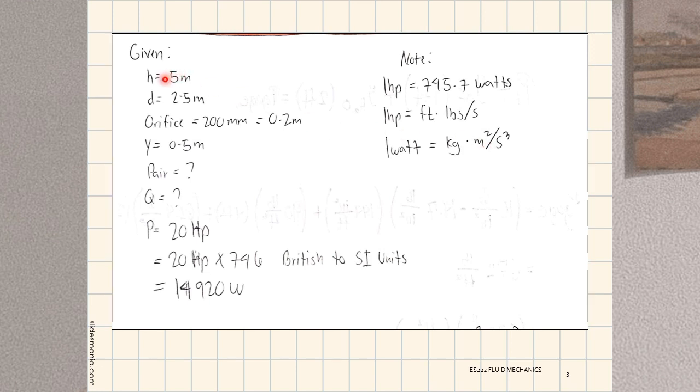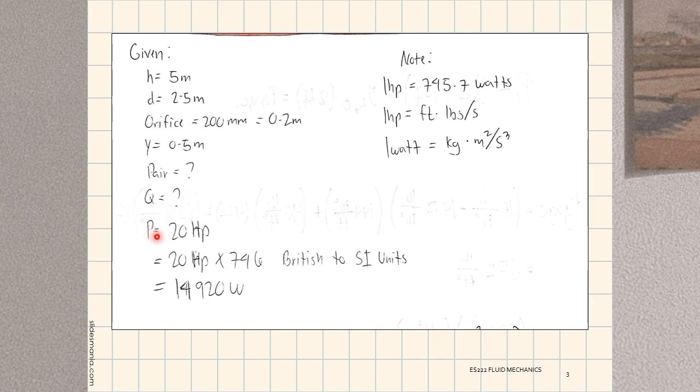So the given of this problem is H equals 5 meter and the depth of water of 2.5 meter, and the orifice of 200 millimeter, and we need to convert millimeter to meter. So 200 over 1000 is equal to 0.2 meter, and y is equal to 0.5 meter, and the air pressure is unknown, and also the discharge is unknown.